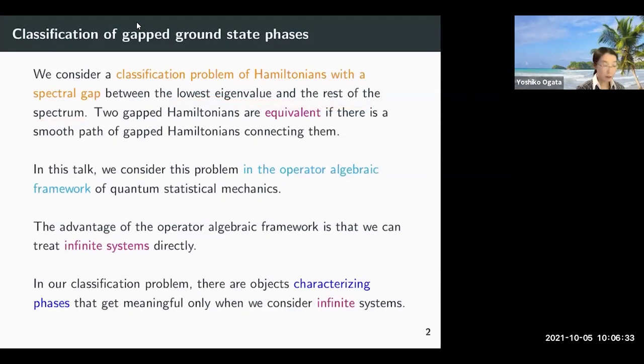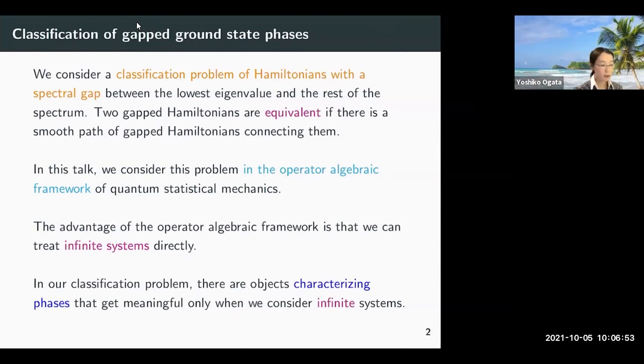And the classification criterion is as follows, roughly. Two gapped Hamiltonians are equivalent if there exists a smooth path of gapped Hamiltonians connecting them. That is the classification criterion, and that is the kind of classification problem we would like to consider.